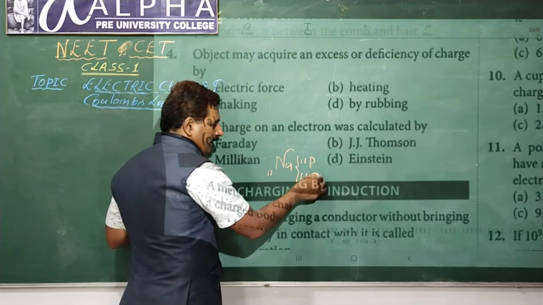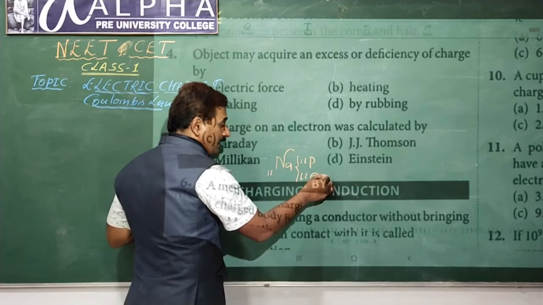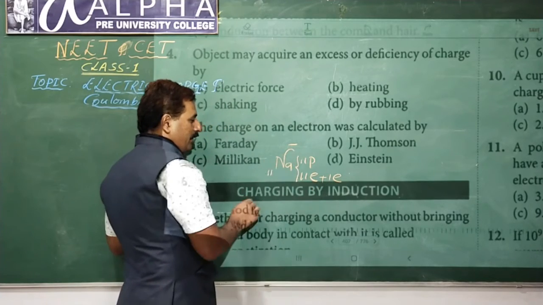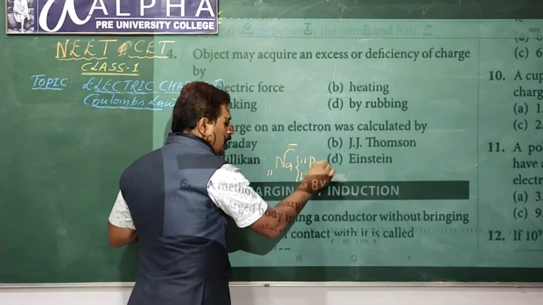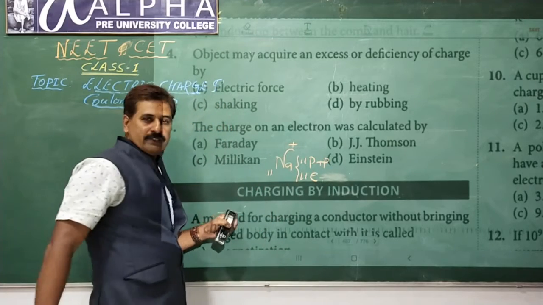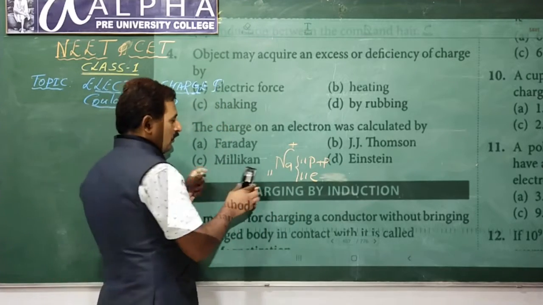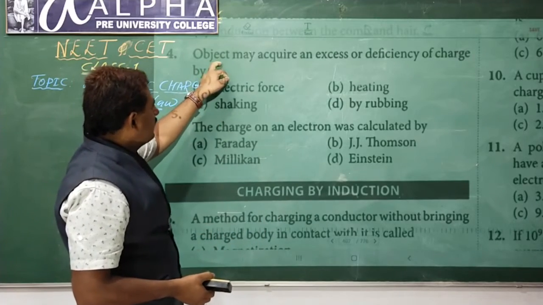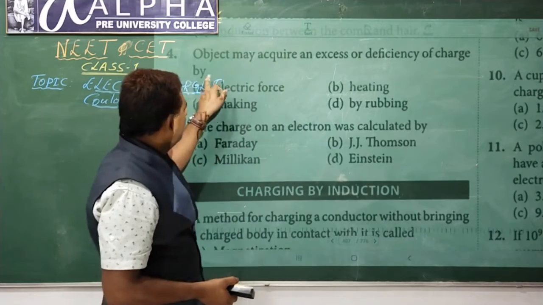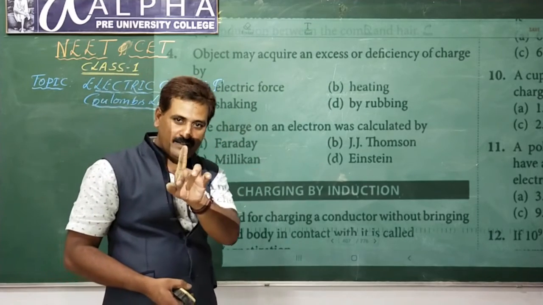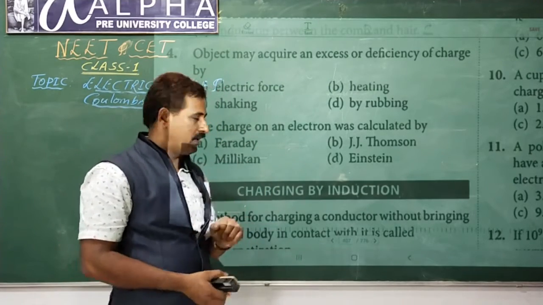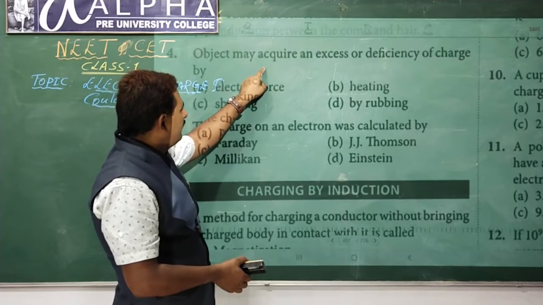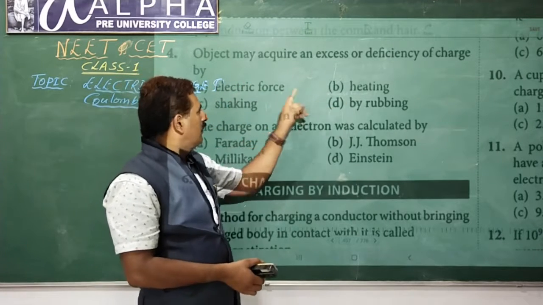If the number of electrons is more than 11, if you put 13, one more electron, in that case this is negative. Or if you put one proton extra, the charge is positive. That's the idea. So, now you come to the question once again. Object may acquire an excess or deficiency of charge. Charge is electron here. Electrons get transferred, not protons. So, excess or deficiency by what?